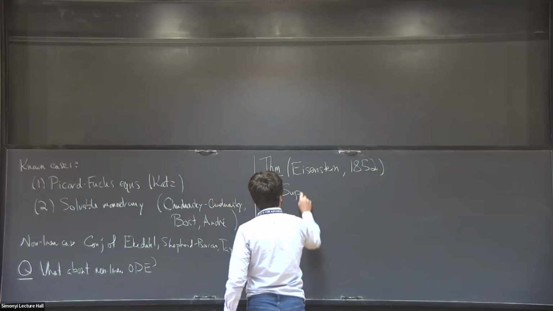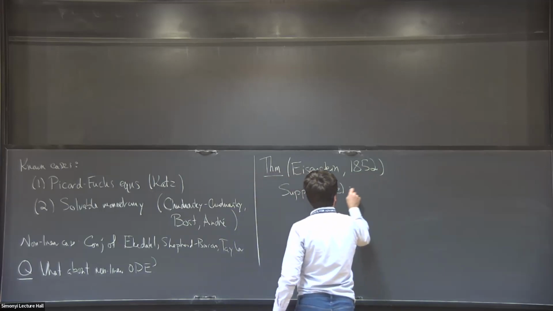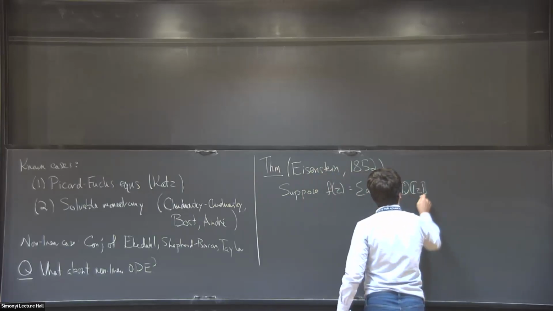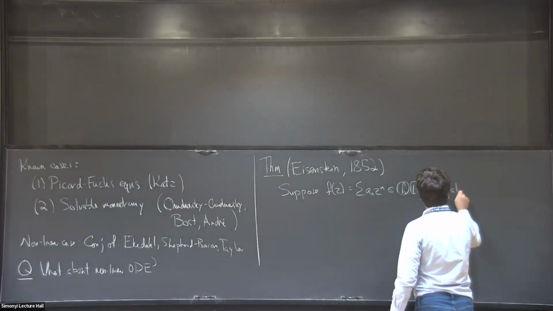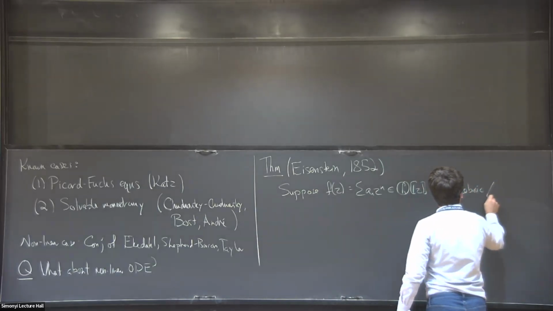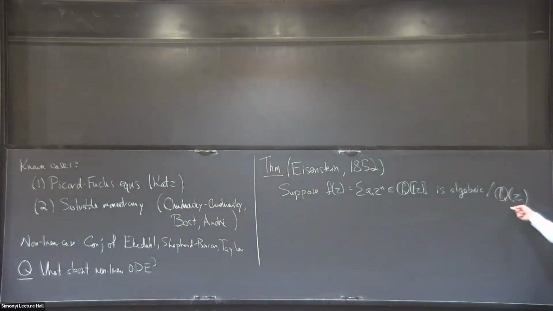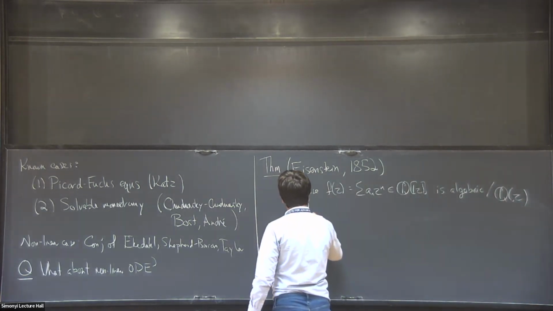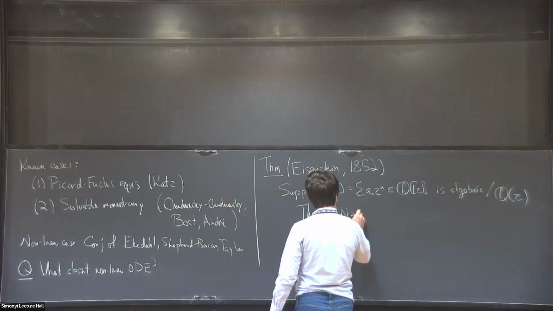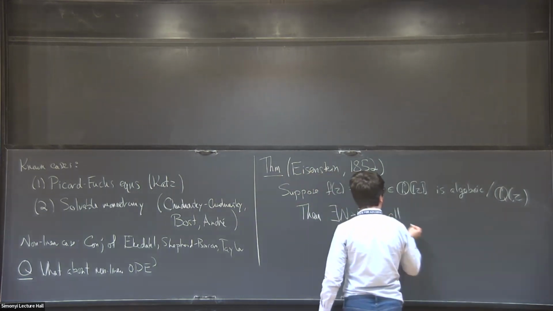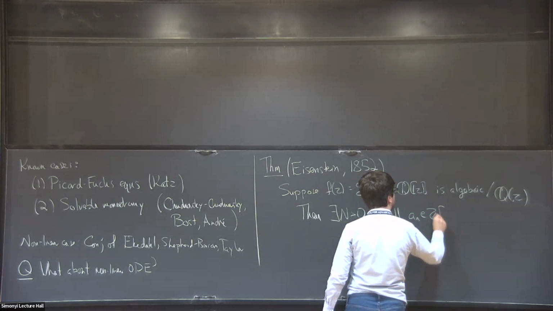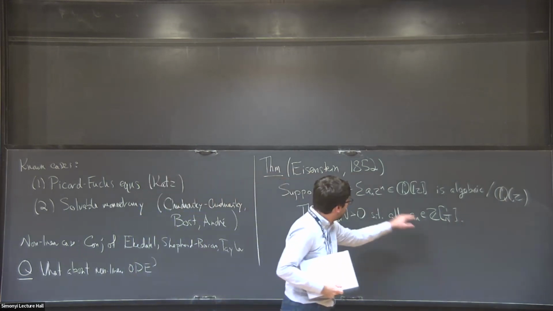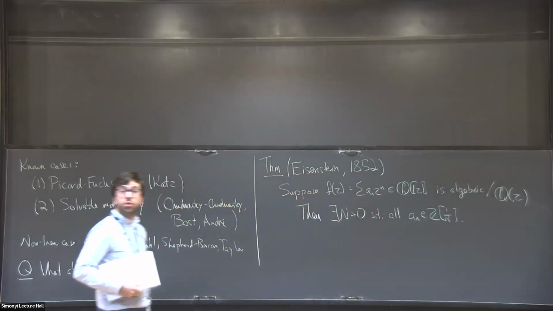So suppose you have a power series f(z) = sum of a_n z^n with rational coefficients, and suppose it's algebraic over the field of rational functions, meaning it satisfies a polynomial whose coefficients are rational functions. Then there exists some integer N such that all the Taylor coefficients lie in Z adjoin 1 over N. So in other words, only finitely many primes divide the denominators of these rational numbers.